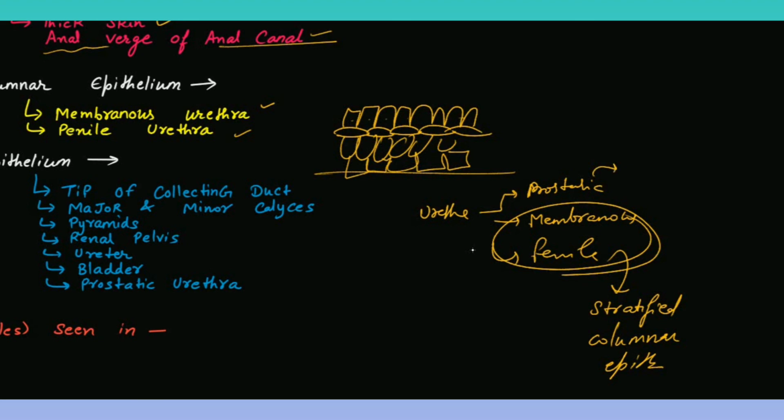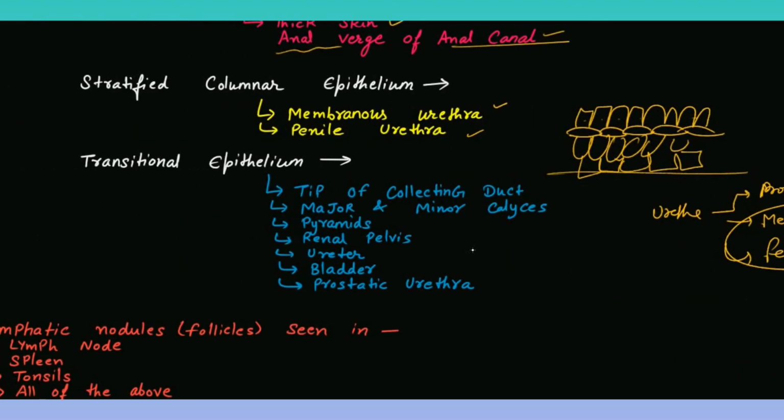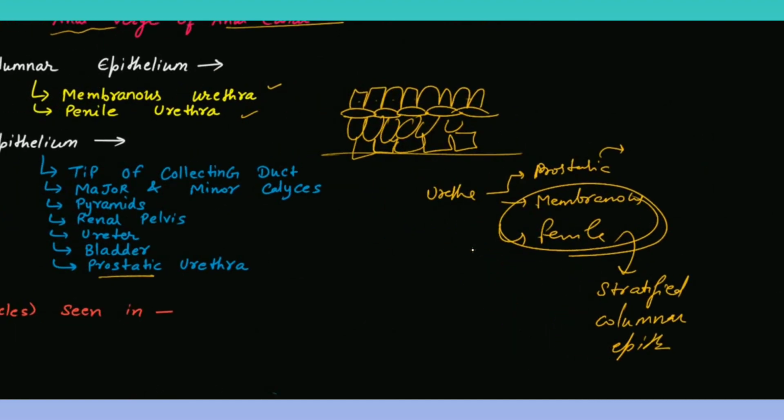Then in the prostatic urethra we see transitional epithelium. Transitional epithelium is where volume is needed. If I talk about the urinary bladder, it stores our urine, so it needs more space. When the urine fills the urinary bladder and it is full past the limit, it needs to stretch and have some space. That's why it needs transitional epithelium. Same as in the prostatic urethra, we will see transitional epithelium.